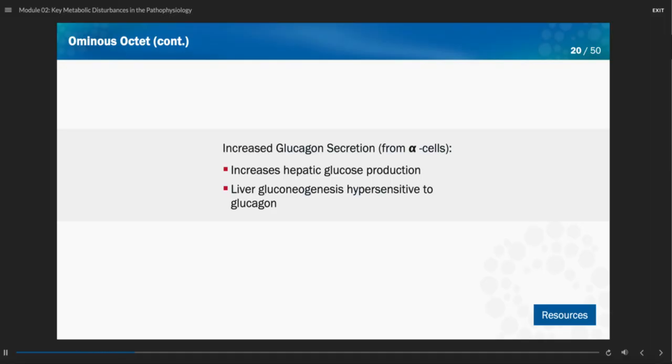Glucagon is secreted by the alpha cells, and it increases hepatic glucose production, as we mentioned earlier, increases gluconeogenesis from the liver, and the liver becomes much more sensitive and more likely to release this glucose. So glucagon becomes another important part of the pathology.